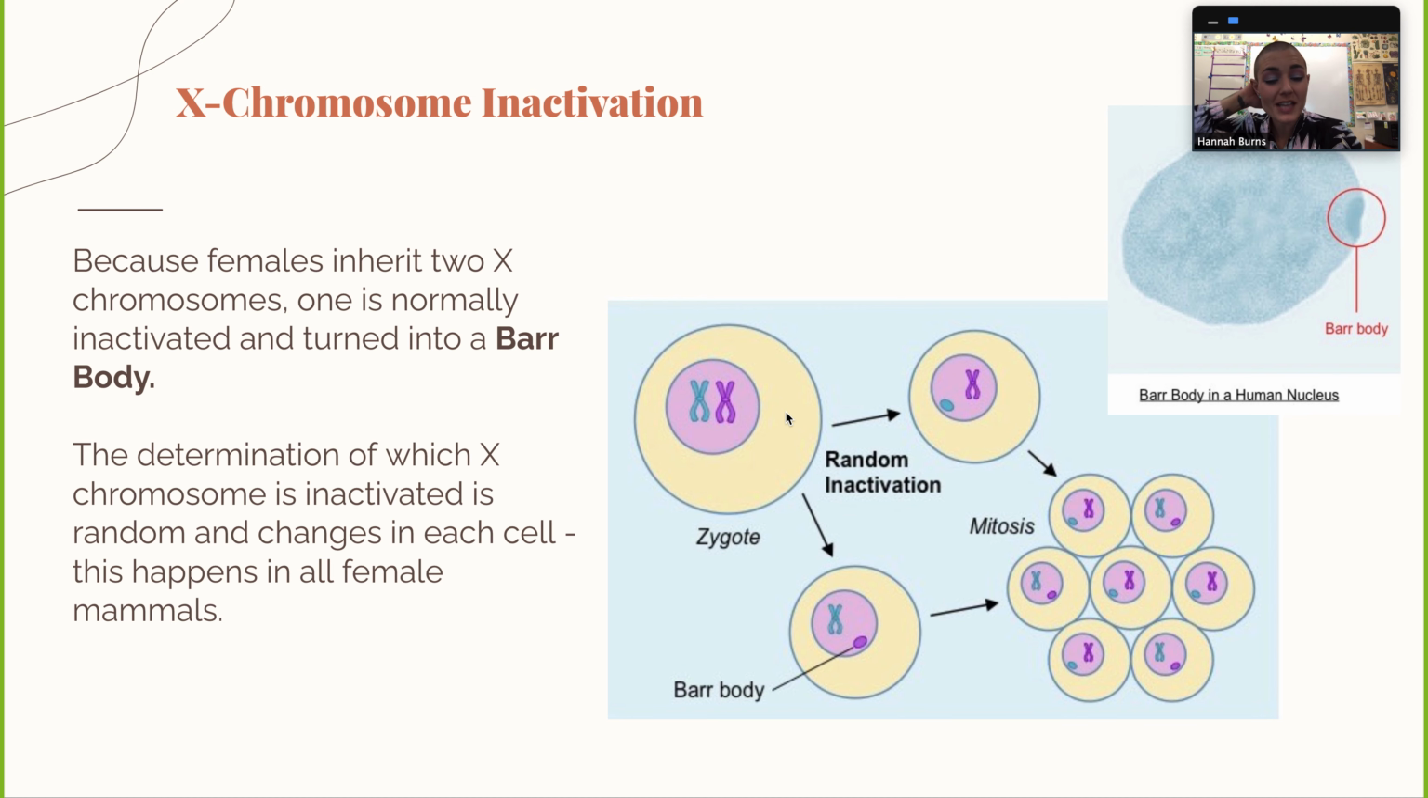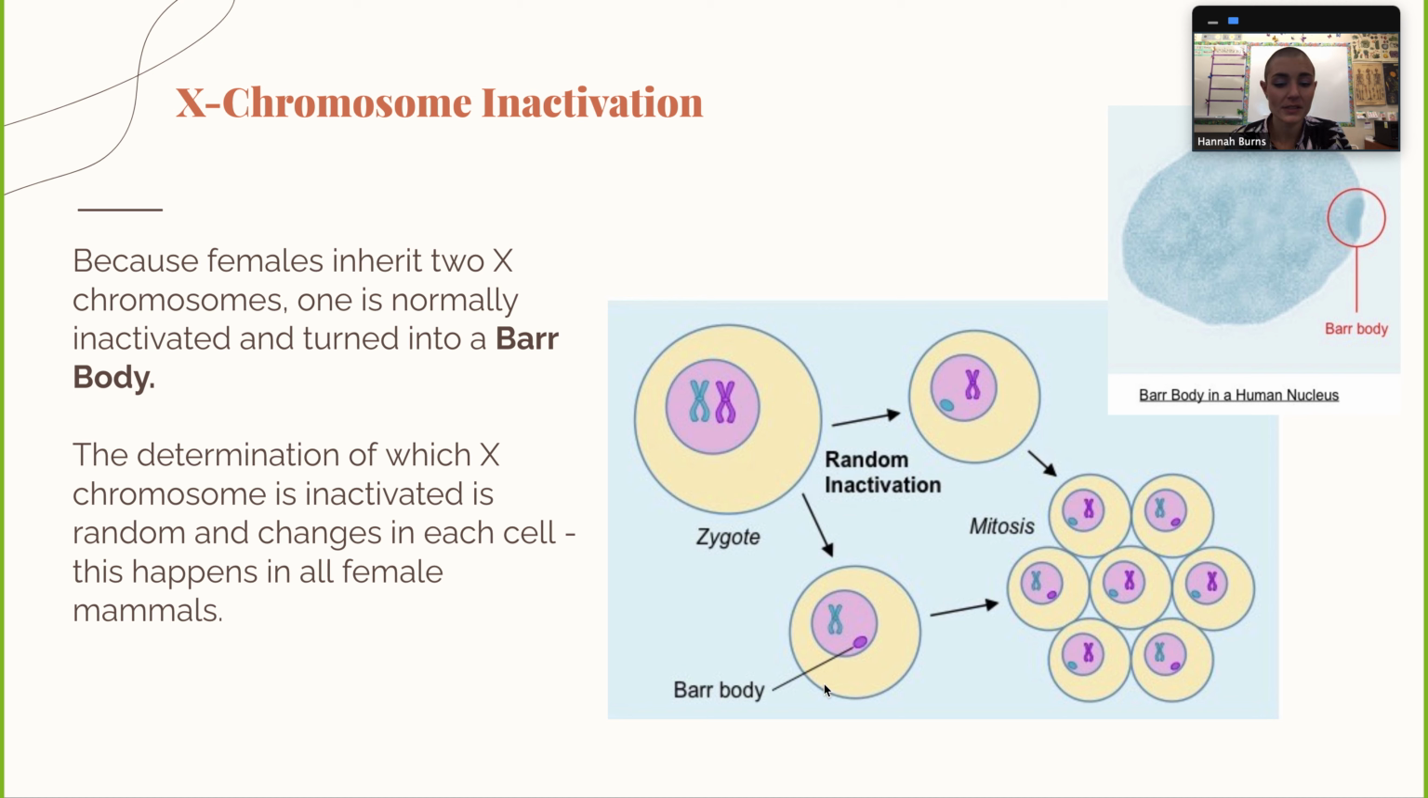Each individual cell can choose randomly, well, it's not a choice, it just happens randomly, which X chromosome is going to be expressed. And then, of course, by extension, all of the different genes on that X chromosome will then be expressed. So if we look here, if this is the zygote, the fertilized sex cell here, we see what's called random inactivation, where one of those X chromosomes is turned into the bar body.